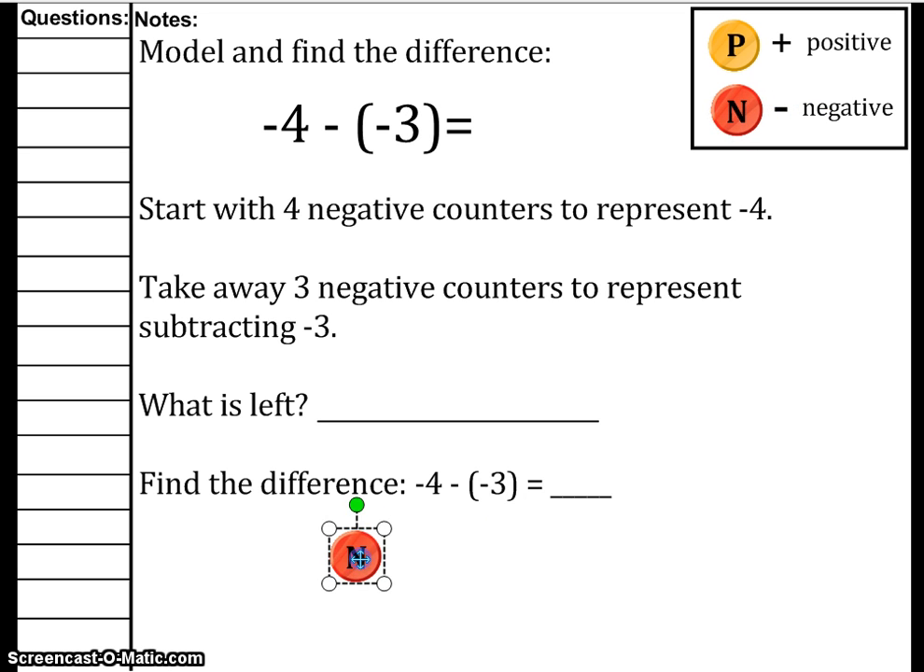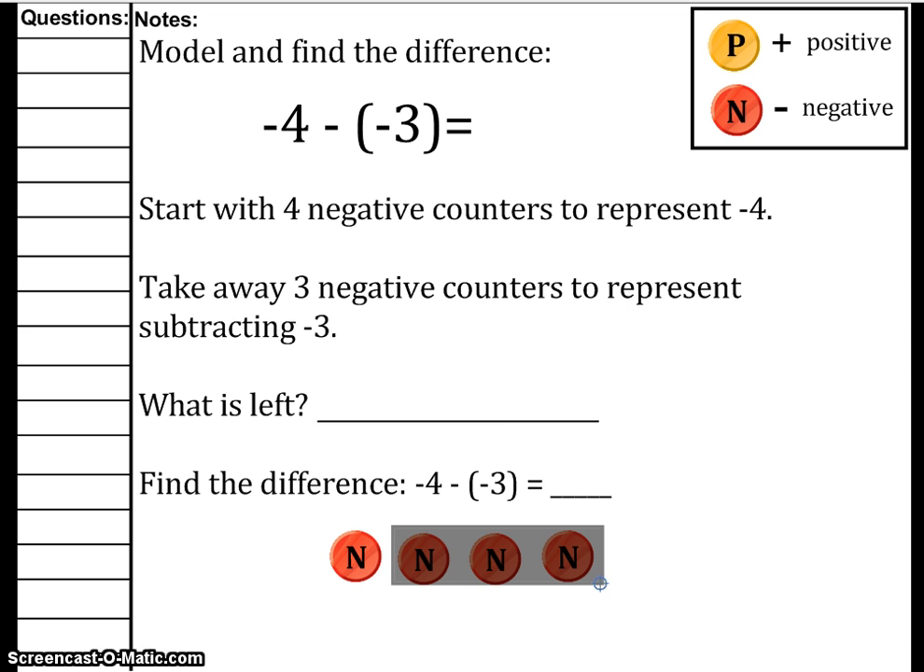So here's 1, 2, 3, 4. And then we're going to take away 3 negative counters to represent subtracting negative 3. So I'm just going to black those out like this.